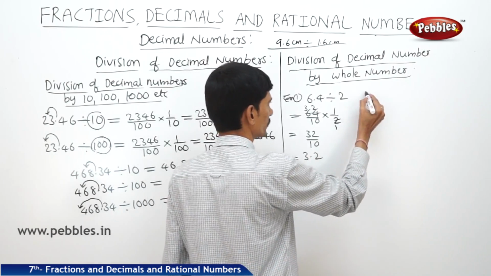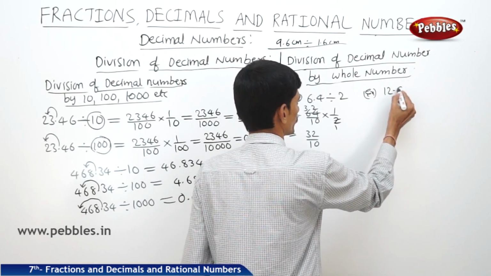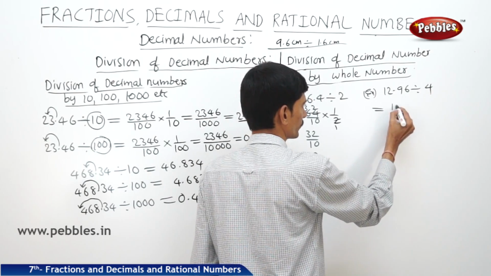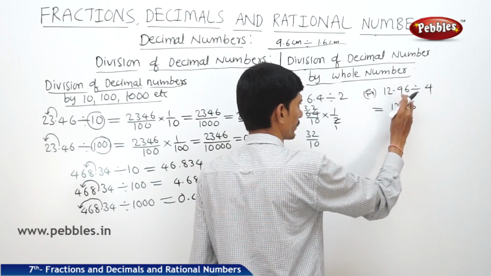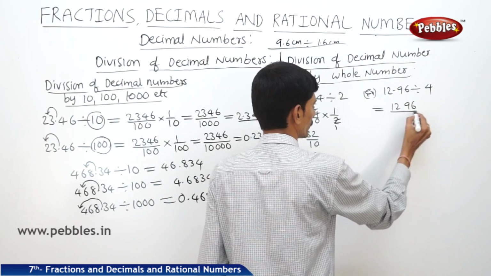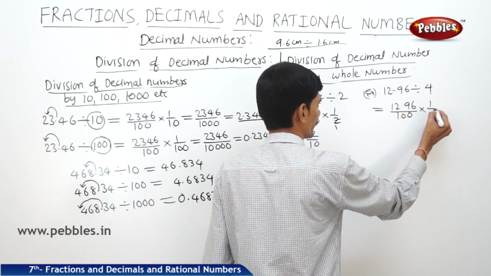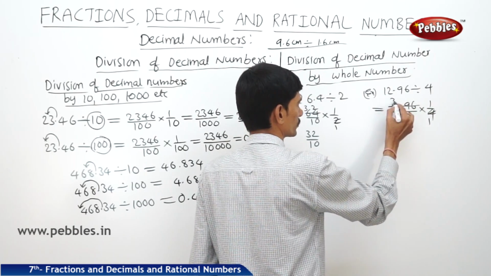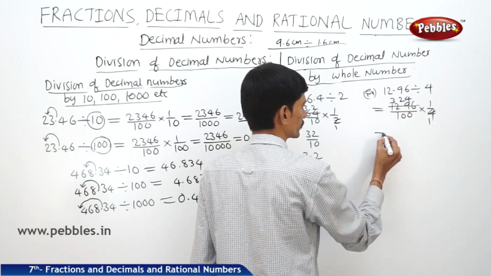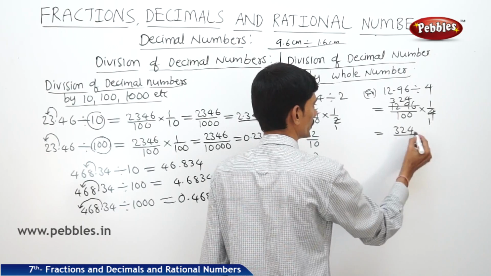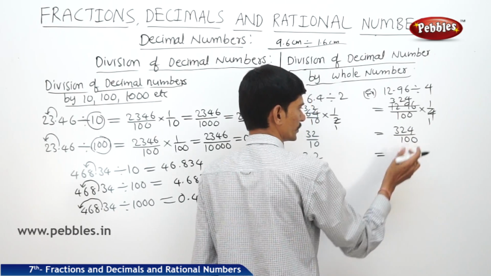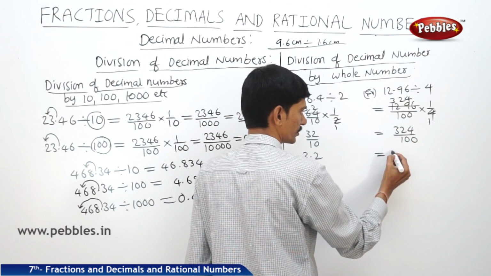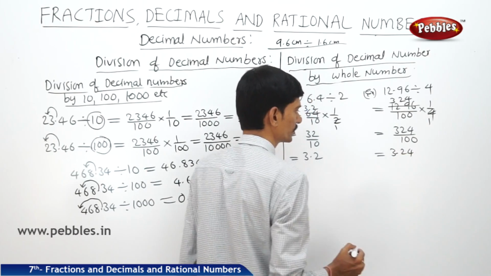Or when you divide 12.96 by 4, here also we apply the same rule. Now 12.96 can be written as 1296 by 100 into 1 by 4. Now here 1296 and 4 you can cancel. 4 1s are 4, 4 3s are 12, 4 2s are 8, 4 4s are 16. So then we get 324 by 100. So when you divide any number by 100, we have to place the decimal point before two digits, here 3.24. So the quotient is 3.24.